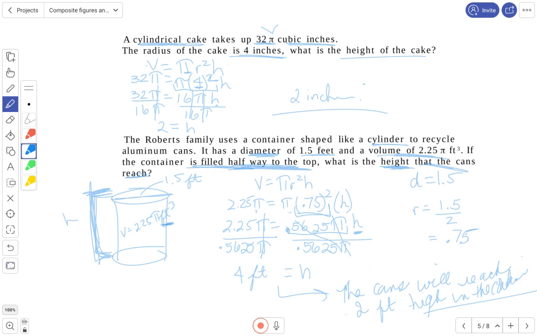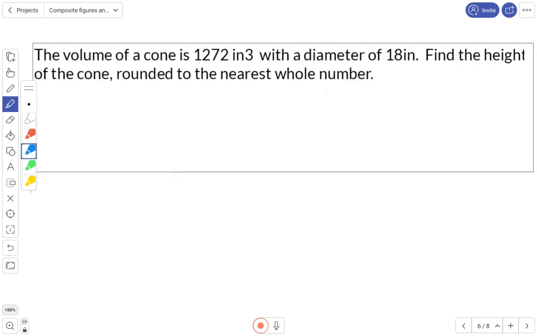All right. Next example. It says the volume of a cone is 1,272 inches cubed with a diameter of 18 inches. Find the height of the cone rounded to the nearest whole number. Okay, so just like the other problems, the first thing I'm going to do is write the volume of a cone. The volume of a cone is 1/3 pi r squared h. And I'm going to plug in what I know. I know that the volume is 1,272. I'm going to copy down 1/3 pi.